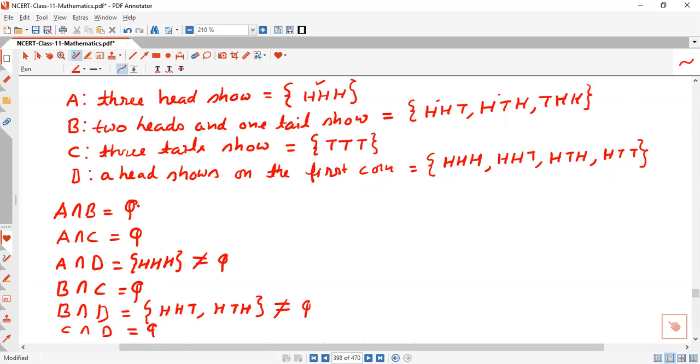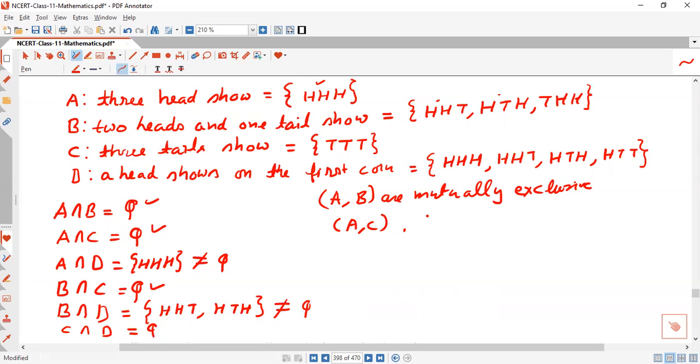So we say A intersection B equal to phi. So A and B are mutually exclusive. This pair, sets A and B, are mutually exclusive. The AC pair is also mutually exclusive because it is phi. B and C is also a pair that is mutually exclusive. And we have C and D. C and D are also mutually exclusive. So we have 4 pairs that are mutually exclusive.